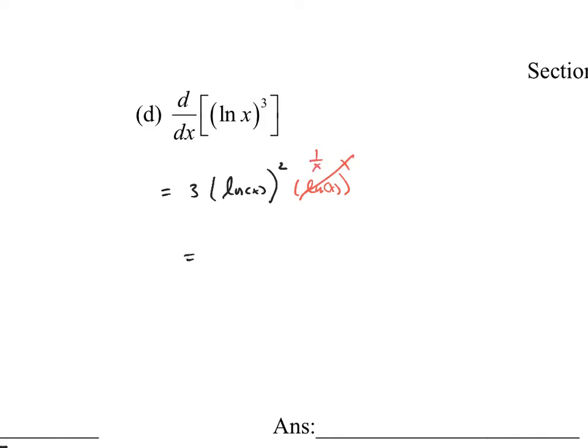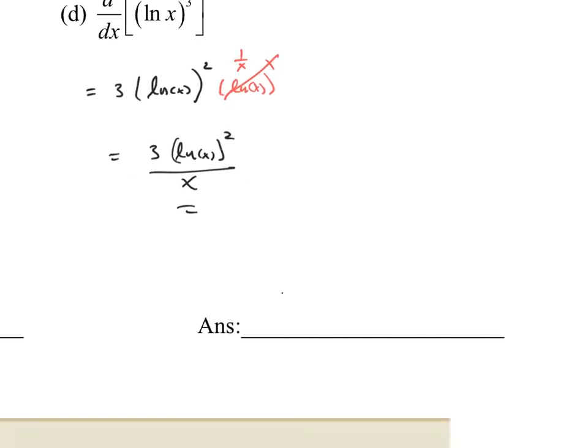So putting it all together, it looks like I have 3 natural log of x quantity squared all over x. 3 times the natural log of x quantity squared all over x. So I'll put that in the answer blank. There we go.